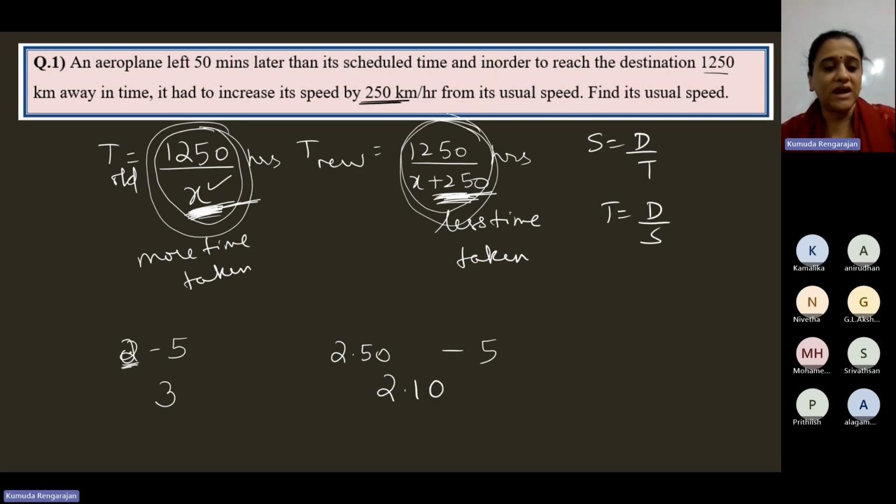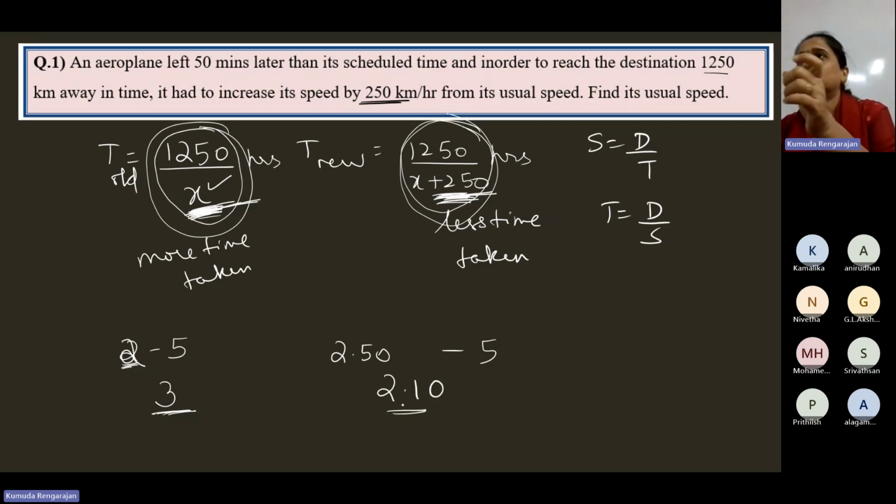So say it usually takes off at 2 and lands at 5. The total time needed is 3 hours. But on that particular day, it takes off 50 minutes later, so it takes off at 2:50, but it reaches at 5. So how long was the aircraft in the air? Only 2 hours, 10 minutes, as against the 3 hours it usually takes. So the difference in time taken is 50 minutes.